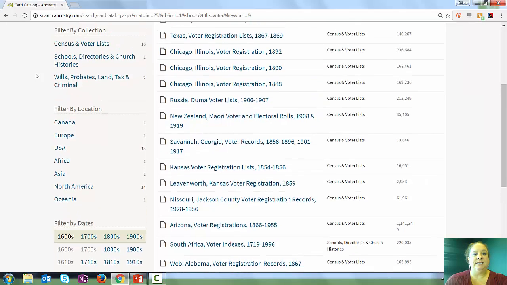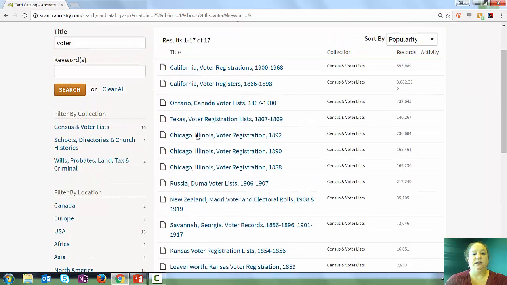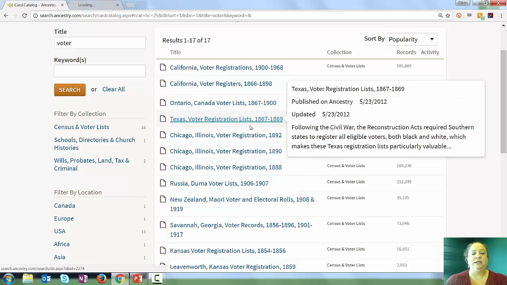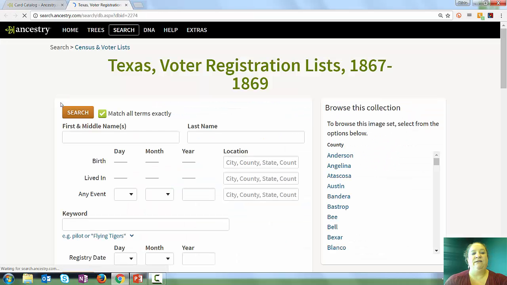Let's look next at Texas. This particular collection of Texas voter registrations are really important for a very significant reason, which is that this is the first election in Texas, or election period in Texas, during which blacks were allowed to register to vote.